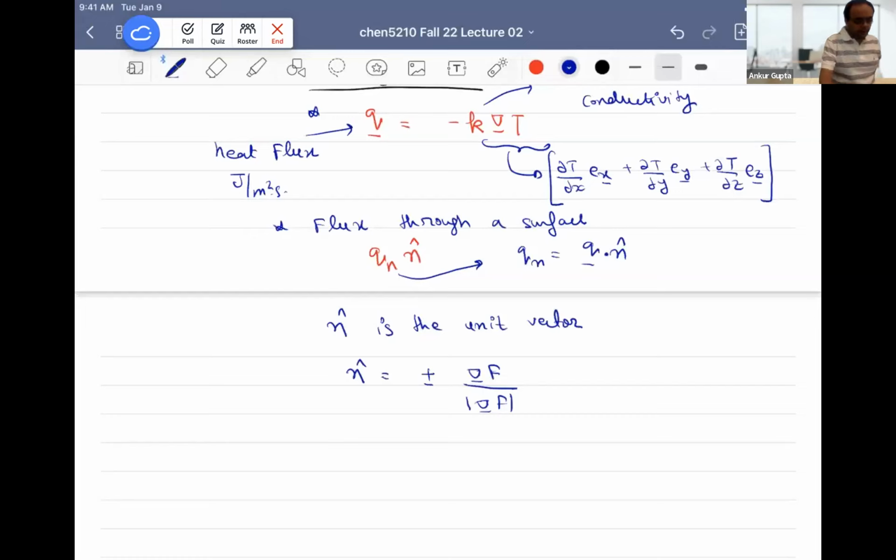So n cap, I probably didn't specify correctly. N cap is the unit vector normal to the surface. So this is the property. It is not any unit vector. It is the unit vector normal to the surface. And how do we find that?